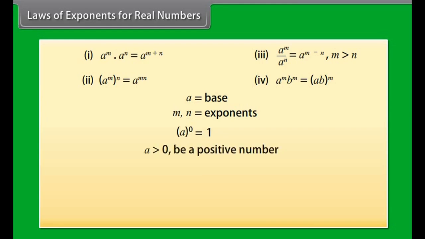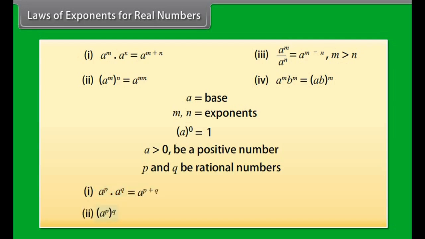Now let a greater than 0 be a positive number and p and q be rational numbers, then we can say that in multiplication, when bases are same, powers are added. Power raised to a power gets multiplied. In division, when bases are same, powers get subtracted. And when powers are same and bases are different and are getting multiplied, then we take the power as common.